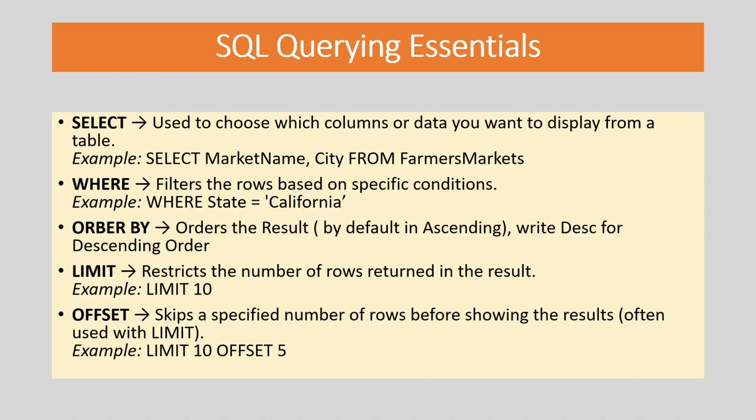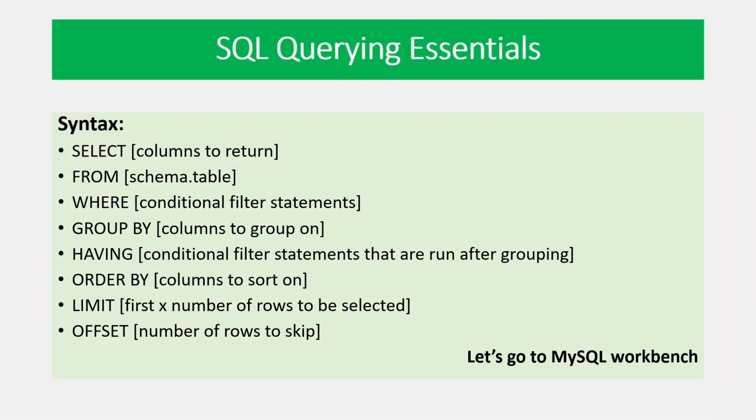Then we have the limit. Limit restricts the number of rows returned in the result. And then we have the offset. Offset basically skips a required number of rows before showing the result. Often both limit and offset are used together. For example, when you write limit 10 and offset 5, SQL skips the first 5 rows, then it displays the next 10 rows. Next, I'll show you the syntax. Then we'll go to our MySQL workbench and start writing these codes.